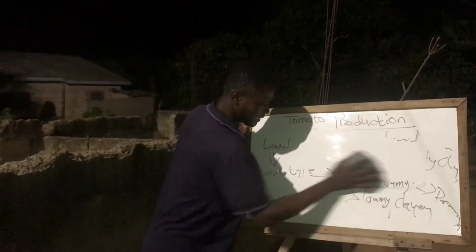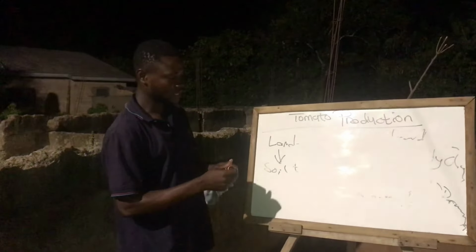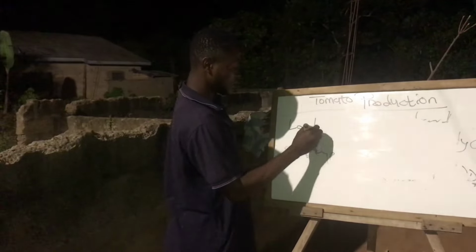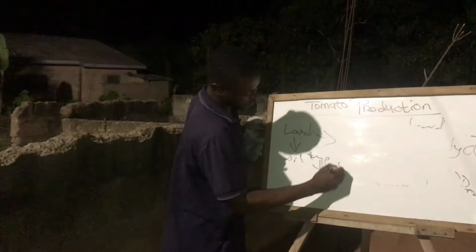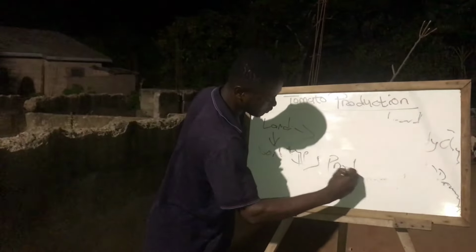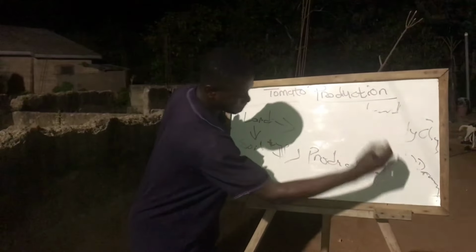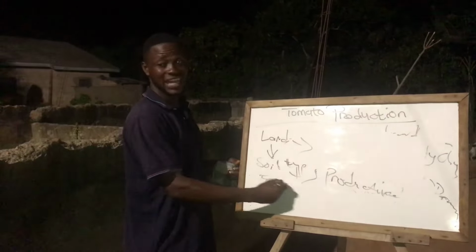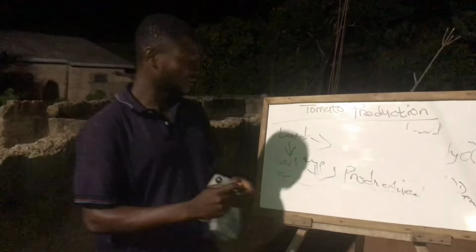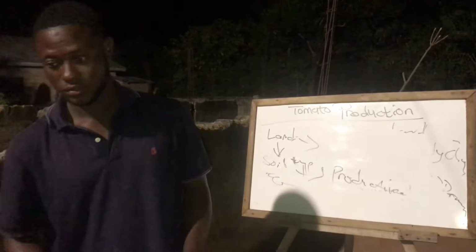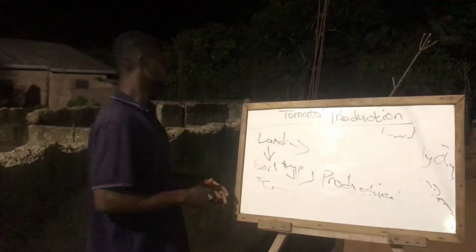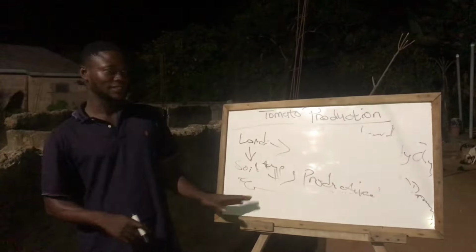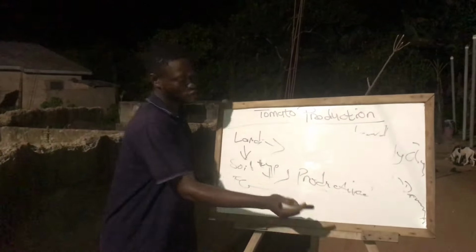You are not done with the land. Once you are still on the land, and you are on the soil type, the soil that you are using should be productive. A productive soil is always a fertile soil, but a fertile soil is not always productive. You can ask me why.